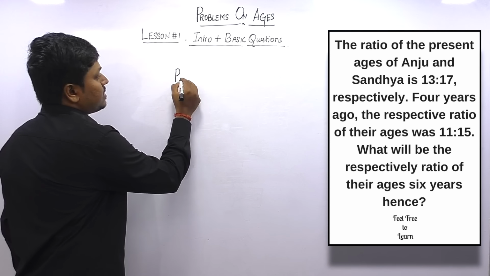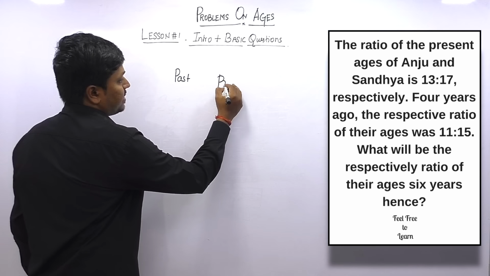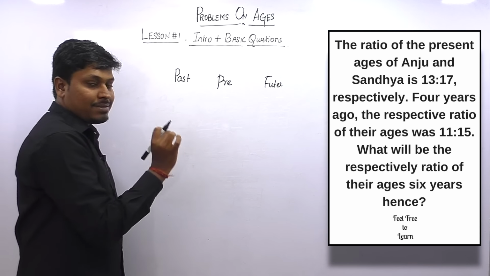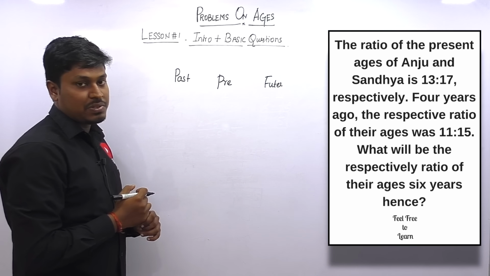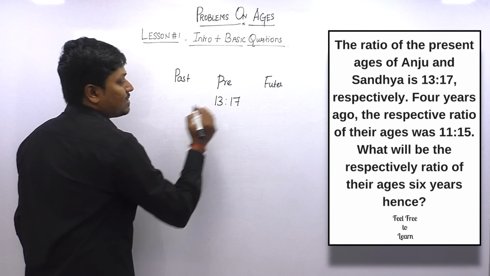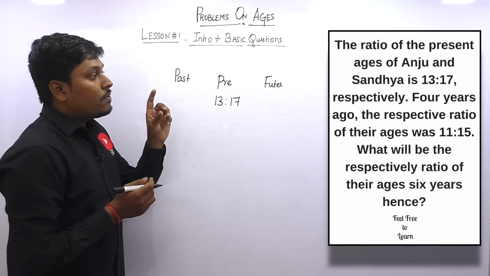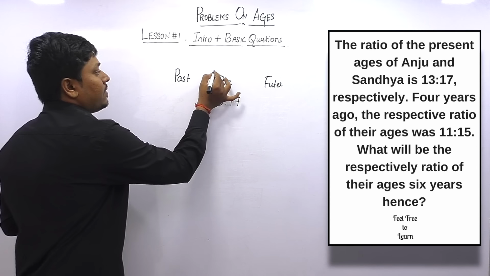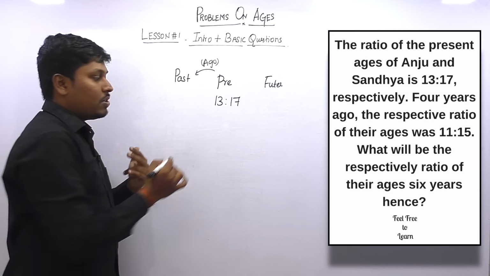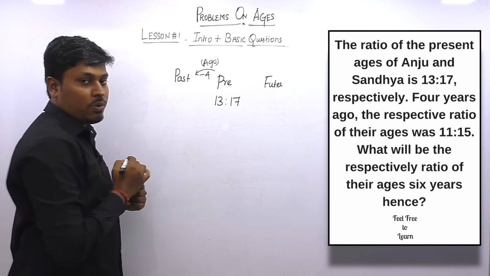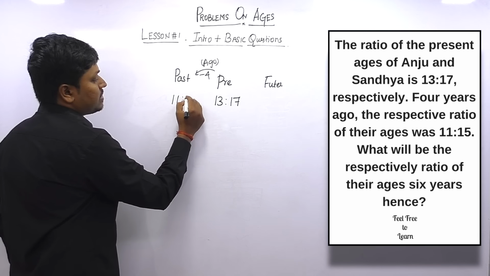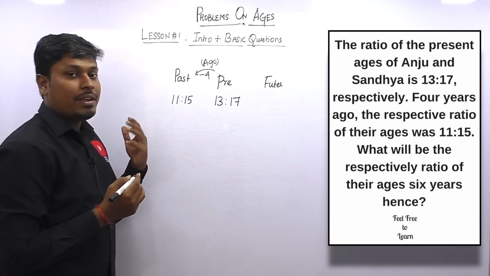So first let me write this: past, present and the future. The ratio of the present ages of Anju and Sandhya is 13:17. So they have given the present age. Right? 4 years ago. Here we have the word ago. So ago determines the past, so 4 years ago, you need to subtract from their ages. So 4 years ago, the respective ratio will be 11:15. That is 4 years ago.